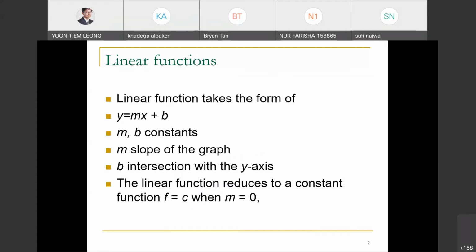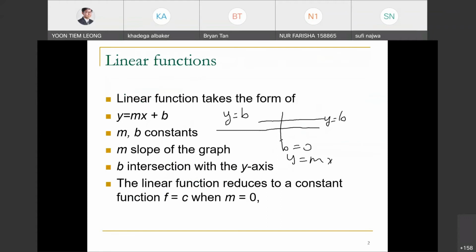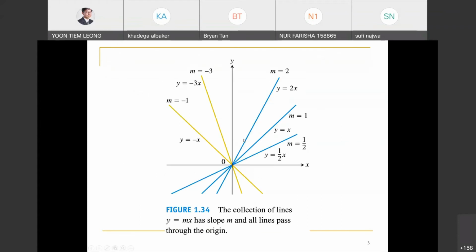This is the function y equals mx plus b. The special case is that when m equals 0, you get a constant function. So a value of y equals b would look like this, where this is the value of y equals b when you represent this function on a graph. In the case where b equals 0, then y equals mx, and the function f(x) would just look like this.